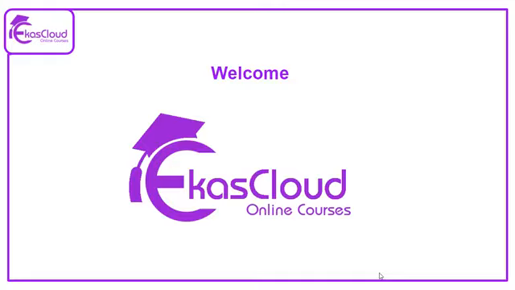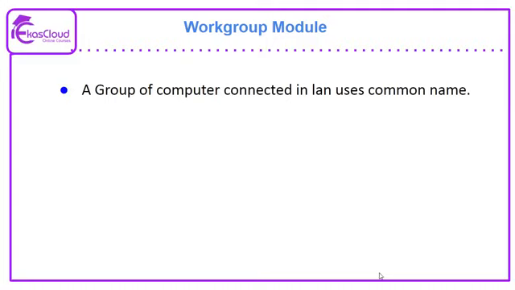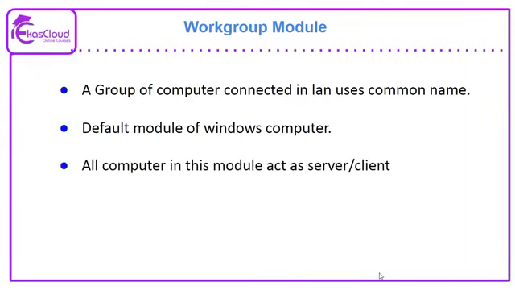Today I will discuss the workgroup and domain model. So let's start. Our agenda is, first, we discuss the workgroup model. What is the workgroup model? A workgroup model means a group of computers connected in a LAN that use a common name. It is the default model of Windows computers, and all computers in this model act as server or client. A maximum of 30 computers can be managed.